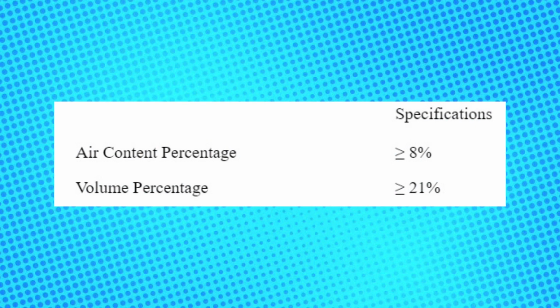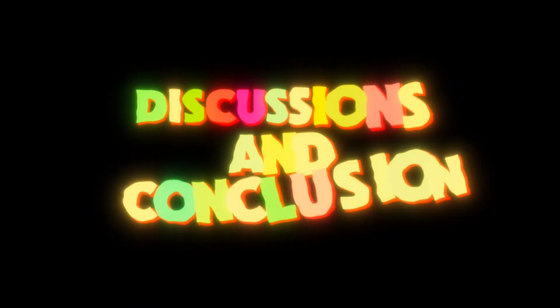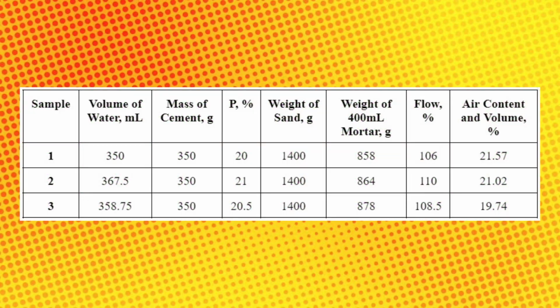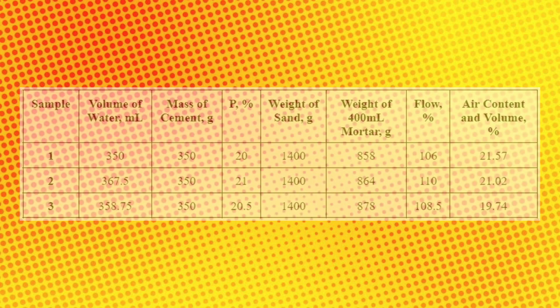As you can see, for air content percentage, it must be greater or equal to 8%, and for volume percentage, it should be greater or equal to 21%. Here's the recorded data from our experiment. For sample 1, we got 21.57%, sample 2, 21.02%, and for sample 3, 19.74%. Based on the specifications, only sample 1 and sample 2 passed, since they have values greater than 21%.